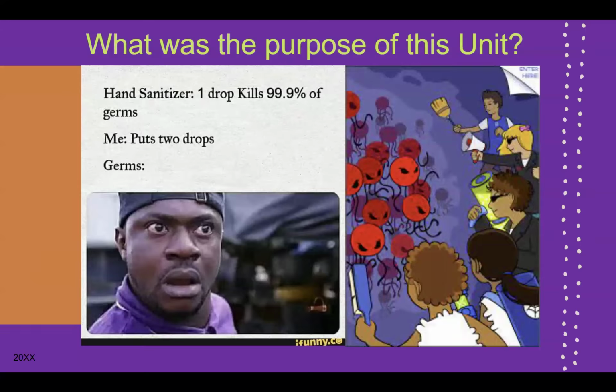So really quickly, if you have one drop of hand sanitizer, it'll kill 99.9% of germs. Obviously, if you do two drops, you'll kill over 100% of the germs. Going through this unit, you should understand that's not actually what happens, but just an understanding of, hey, we sterilize certain things, we disinfect, and things like hand sanitizer are antiseptic, which are for living surfaces.